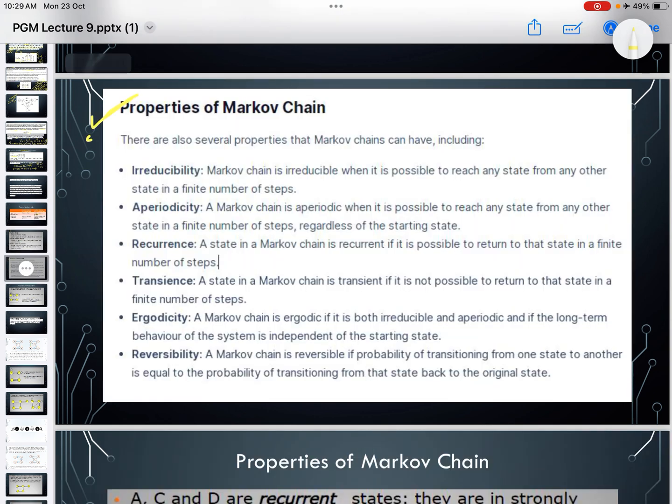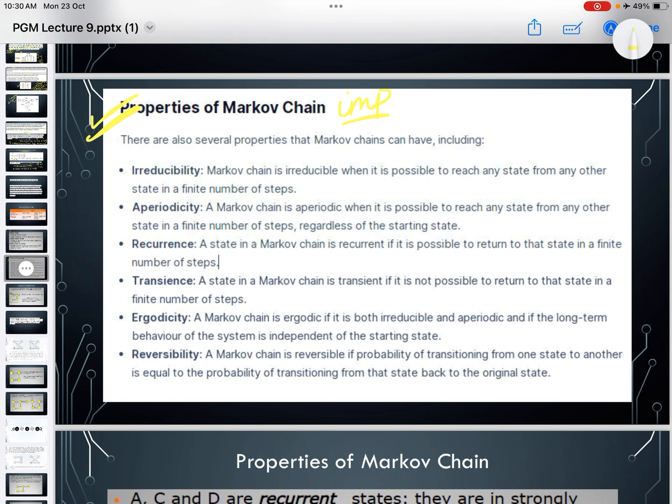Now, properties of Markov chains is an important question that can be asked. There are several properties that Markov chains can have, including irreducibility. A Markov chain is irreducible when it is possible to reach any state from any other state in a finite number of steps. Aperiodicity. A Markov chain is aperiodic when it is possible to reach any state from any other state in a finite number of steps regardless of the starting state. Recurrence. A state in a Markov chain is recurrent if it is possible to return to that state in a finite number of steps. Transience.